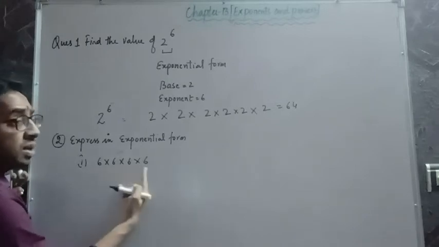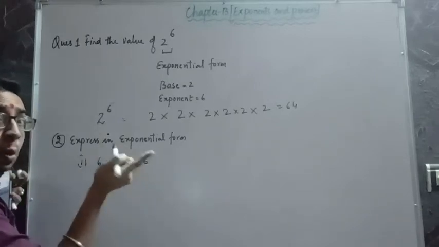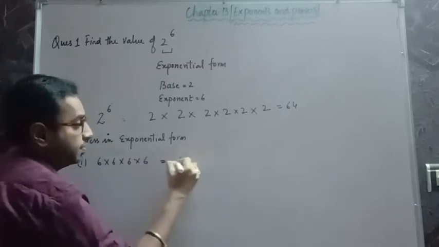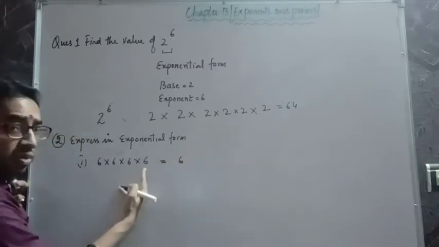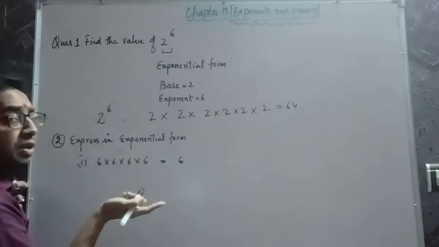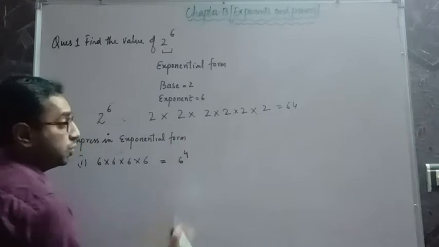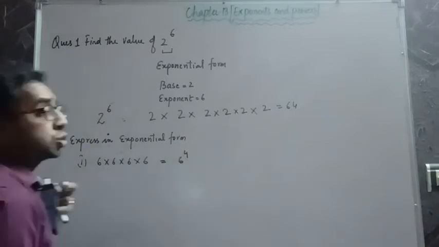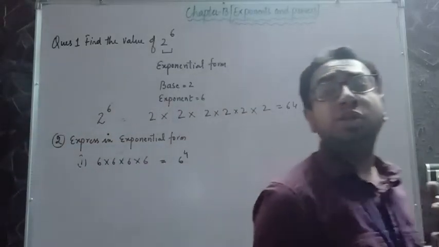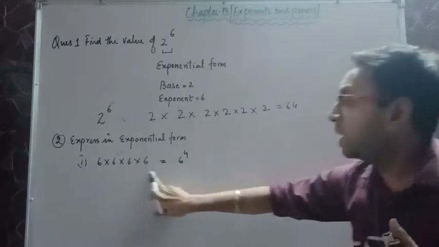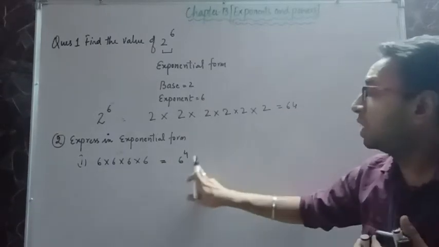Now, which number is represented here? 6. The number which is represented is called the base. It means base is 6. Clear? Because 6 is represented here. How many times is it being represented? 1, 2, 3, 4. It means 4 is the exponent. What is the answer? 6 raised to power 4 is the exponential form of this. Which number is represented? 6. How many times represented? 4. That is what exponent is.